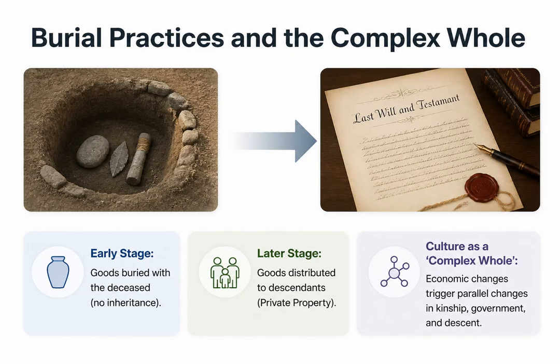Finally, Morgan looked at burial practices. Early humans buried a person's few tools with them because there was no inheritance system. But as surplus grew, society demanded that wealth be passed to direct descendants, creating formal private property. This perfectly illustrates Tylor's definition of culture as a complex whole. A single economic shift, the creation of surplus, triggers a domino effect, completely transforming kinship, government, descent, and marriage. We will see how to structure these interconnected ideas in our answer writing methodology next.